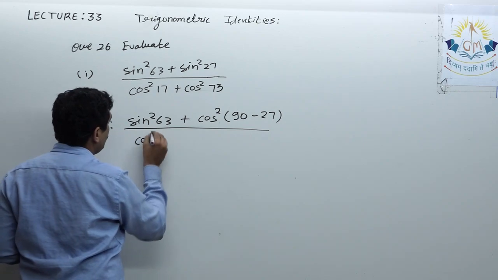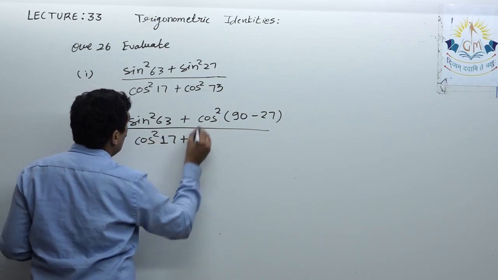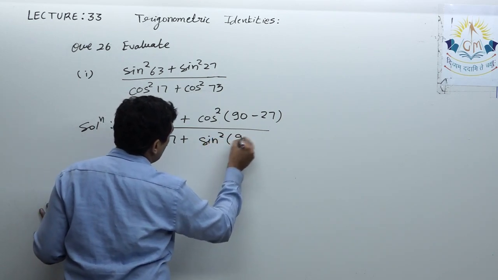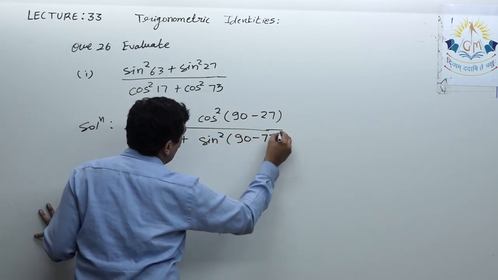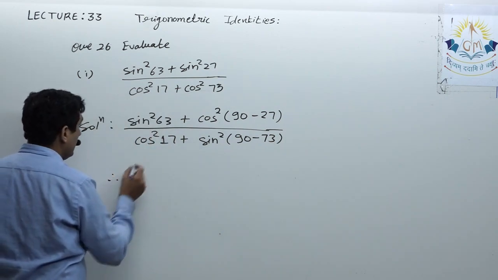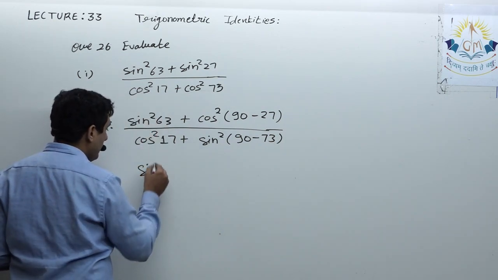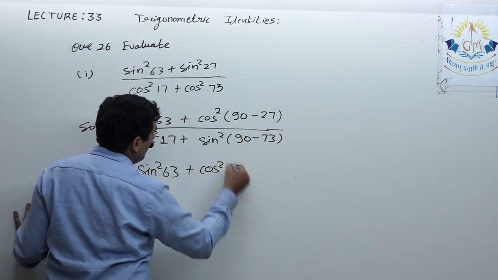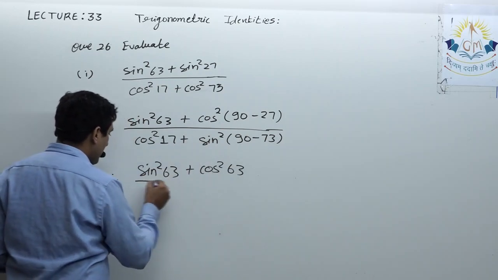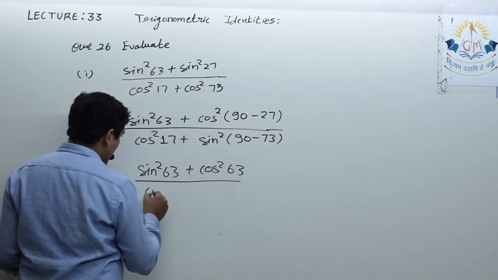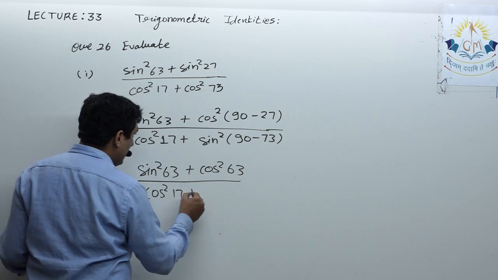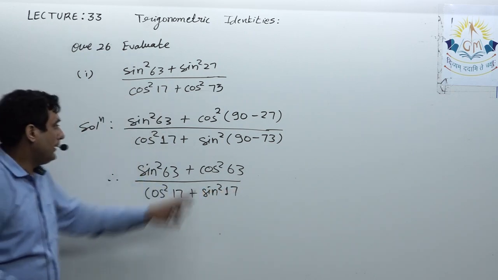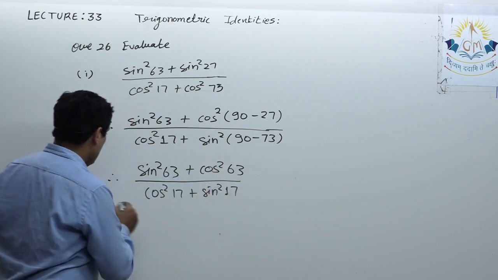Similarly over here, cos theta is equal to sine 90 minus theta. Okay, so here sine square 63 plus cos square 63, since 90 minus 27 is 63. Over here cos square 17 plus sine square 17, since 90 minus 73 is 17.